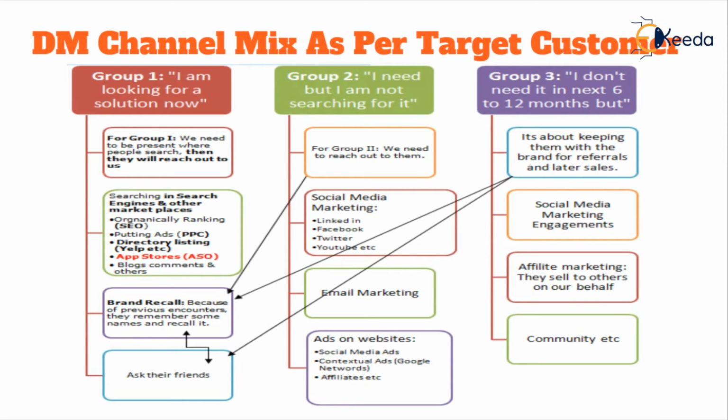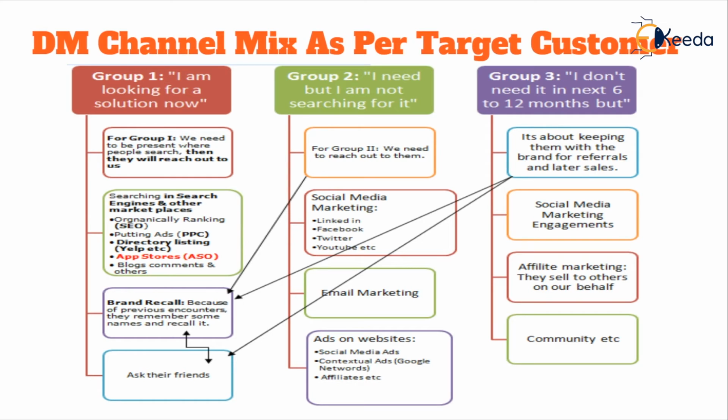Now let's take some use cases for better understanding of how the digital marketing channel mix is dependent on the target customers. Let's take a look at group 1. Now let's say a customer is having the opinion that I'm looking for a solution now. So this kind of customer who wants the product now, who wants the solution now, is likely to go online and search for that solution. For group 1, the company that is providing that solution would need to be present where people search, so that when the search is happening, they are there and therefore the customer is able to reach the seller.